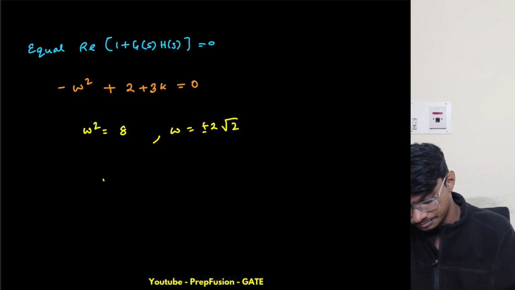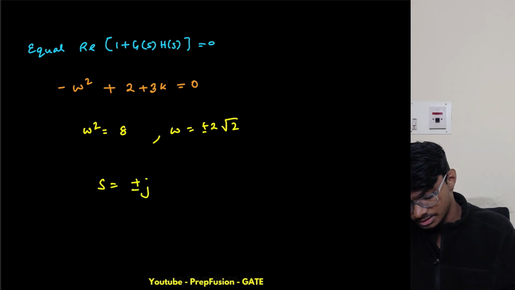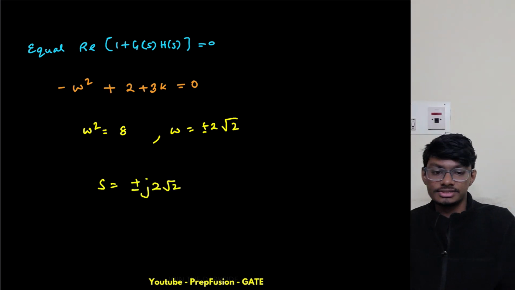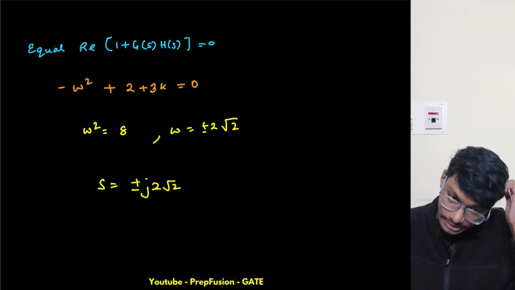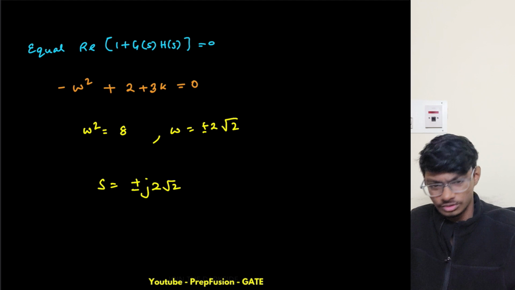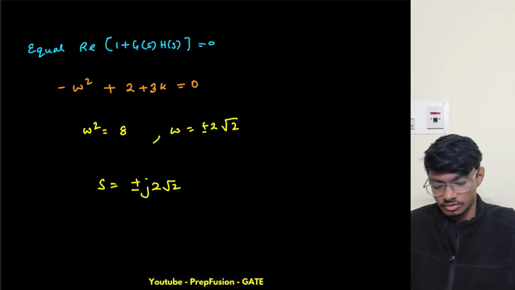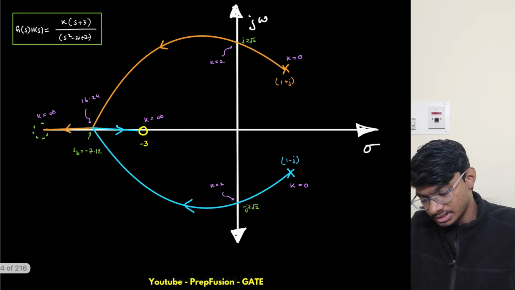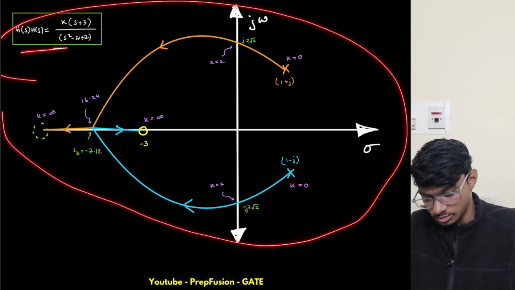So what is my s equal to? s equals plus minus j 2 root 2, right? So s is equal to this one. So this is the location of my roots. You can solve this using the Routh method also, but no need to, because this is second order only. So yeah, this is basically the root locus diagram for this OLTF, right?